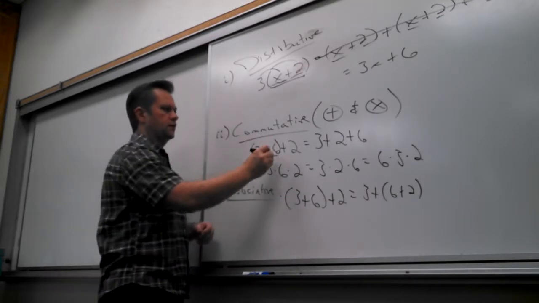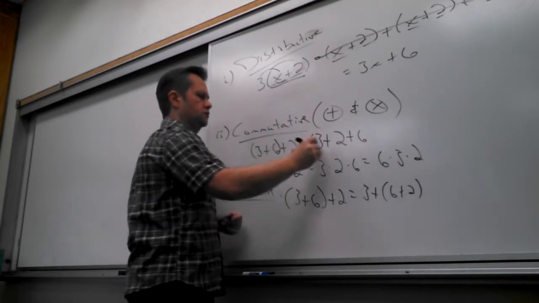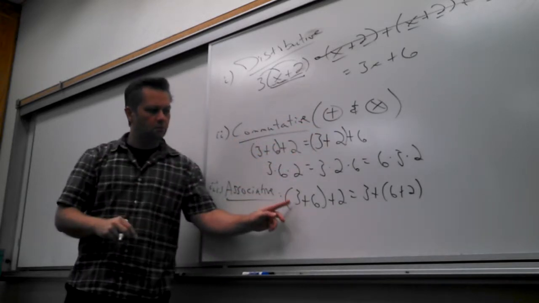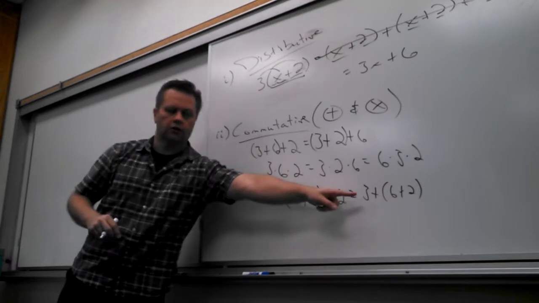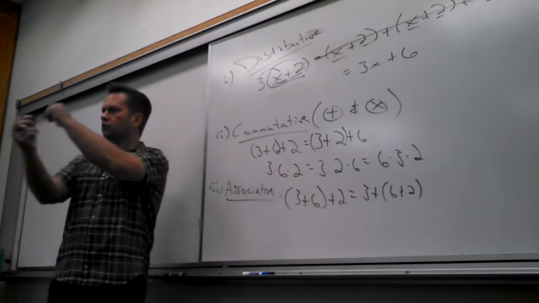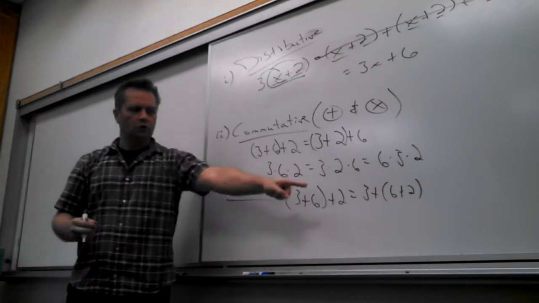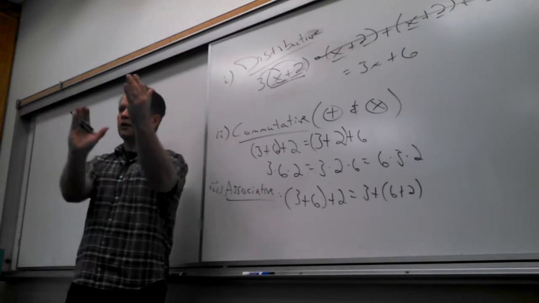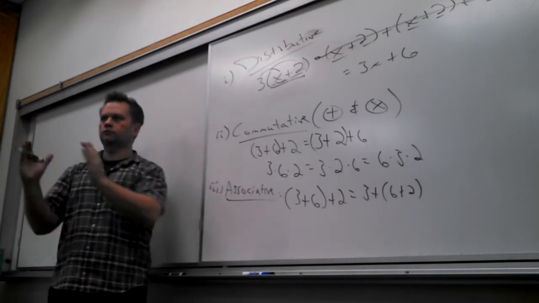I could throw parentheses in here too, and it would still be commutative. Because what moved here? What moved here? Did any number move? No. What moved? Parentheses. The parentheses got to move. So parentheses associate. Okay, associate.